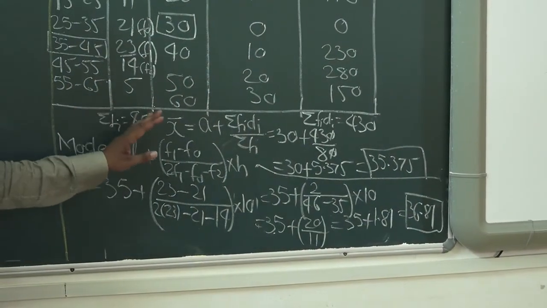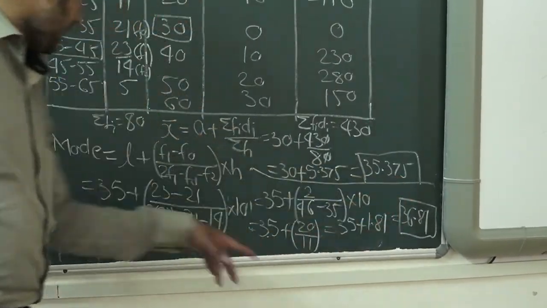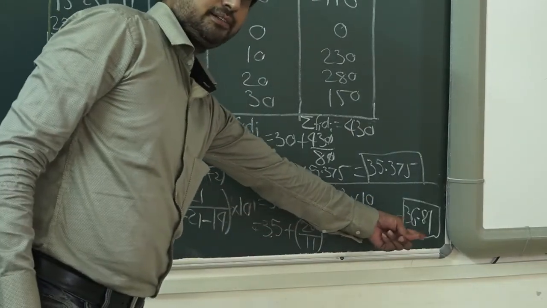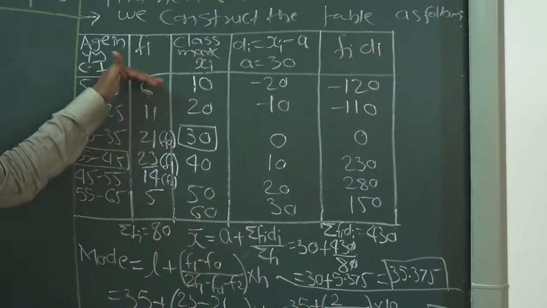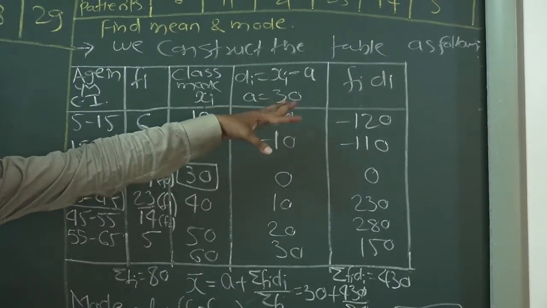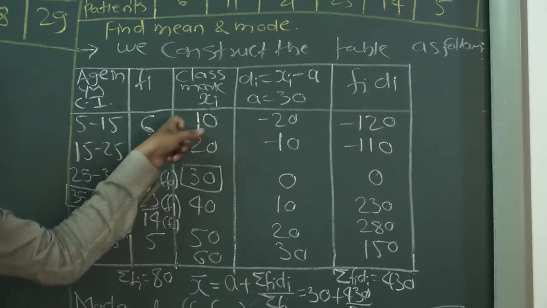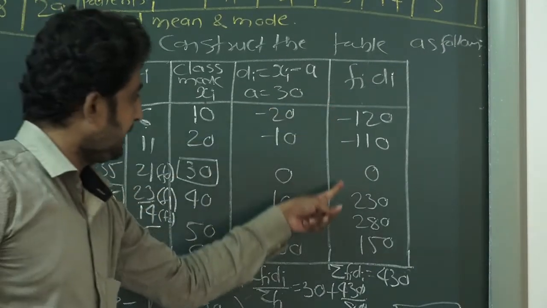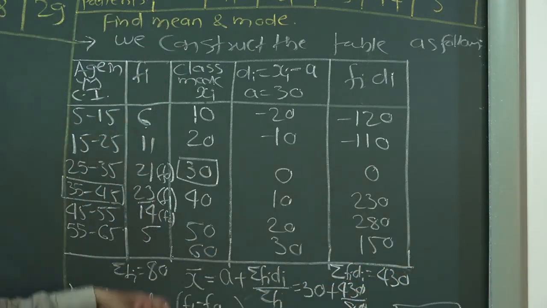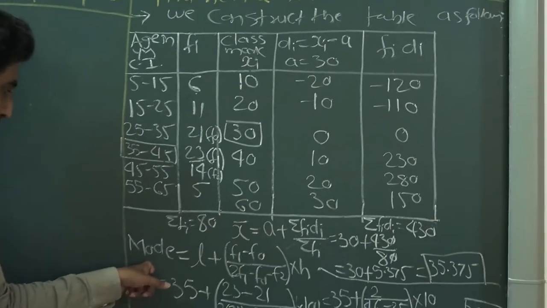Dear students, we find here the mean as well as the mode. Mean is 35.375 and the mode is 36.81. Now here we construct this table: class interval, frequency, class mark, deviation xi minus a, fi into di. This is class interval, this is frequency. Here we are calculating xi. This is our assumed mean. If we add this, we get 430. If we add this, we get 80. And this is our mean. And this is the formula for calculating the mode.